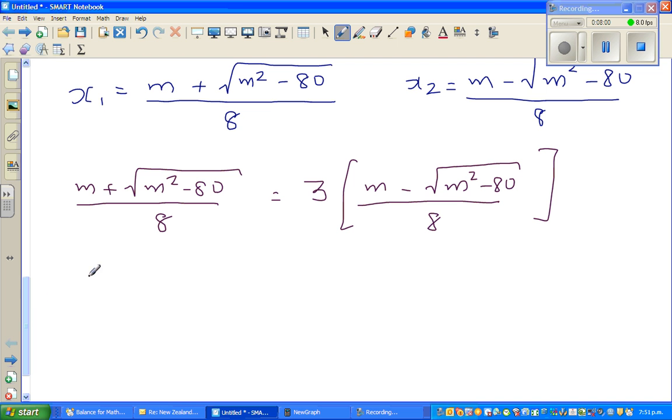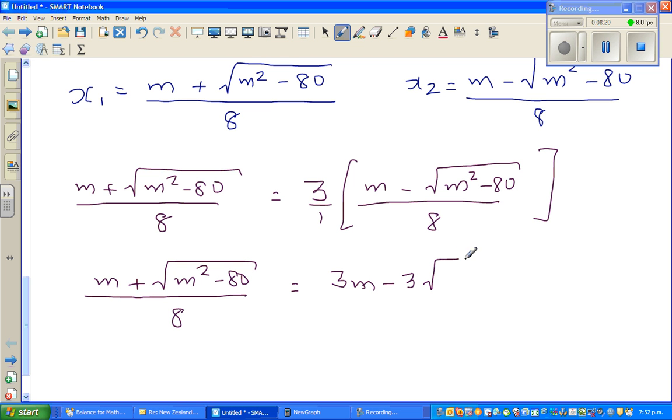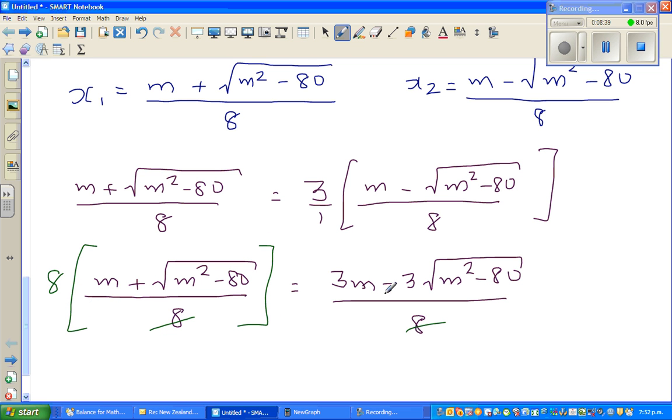Let me do one more step. It's better to do more steps rather than less steps. So this is M plus square root of M squared minus 80 over 8 is equal to 3 times, I'm expanding with this, so this is 3 over 1, 3M minus 3 times square root of M squared minus 80 over 8. What will happen to this 8? This 8 and this 8 can be cancelled. For those who don't understand, what I've done is I have multiplied this whole bracket by 8, so you also multiply this side by 8. So basically this and this gets cancelled.